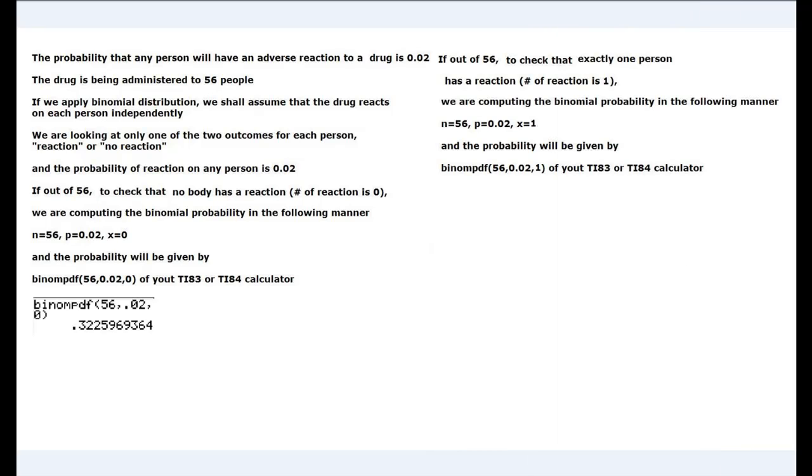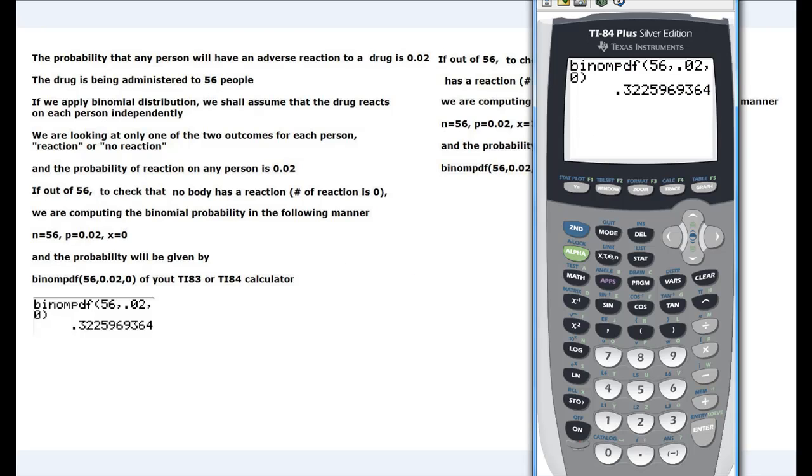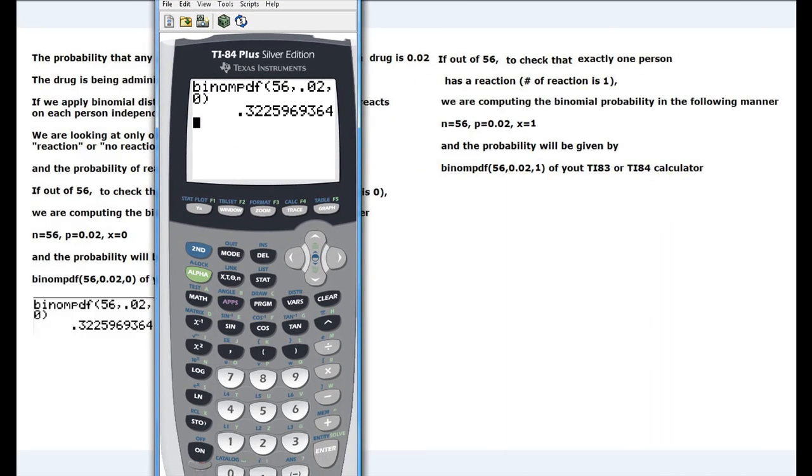Now let's go to a different scenario: we would like the probability that exactly one person has a reaction. What will change now? This 0 will change to 1. You can go back to this option by repeating second, distribution, or you can press second, enter. Here are your arrow keys. Change this to 1, and the answer is approximately 0.3687.